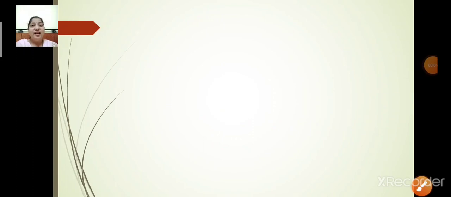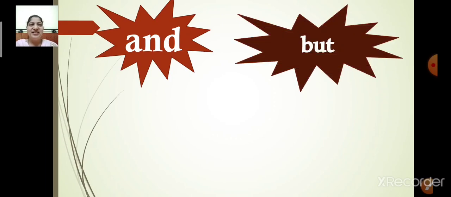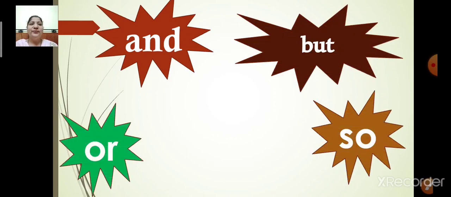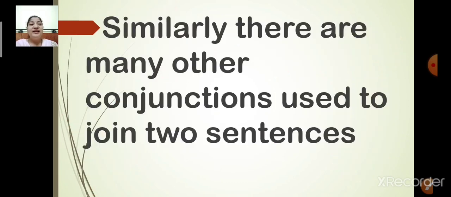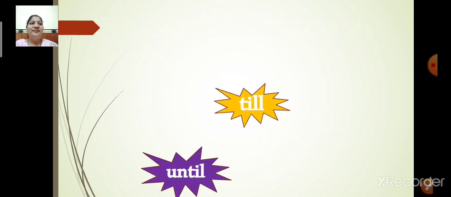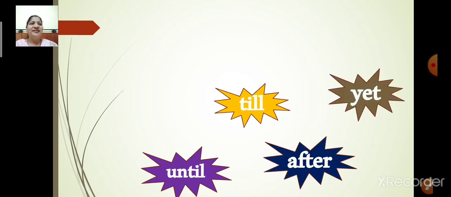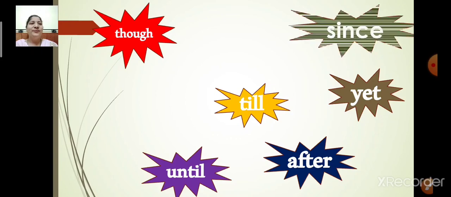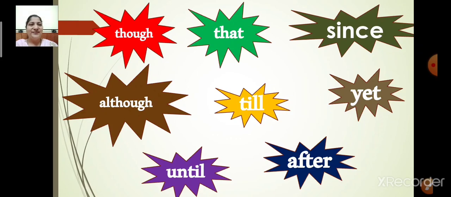So children, the common conjunctions are and, but, so, or, because. Similarly, there are many other conjunctions used to join two sentences. They are till, until, after, yet, though, since, although, that.